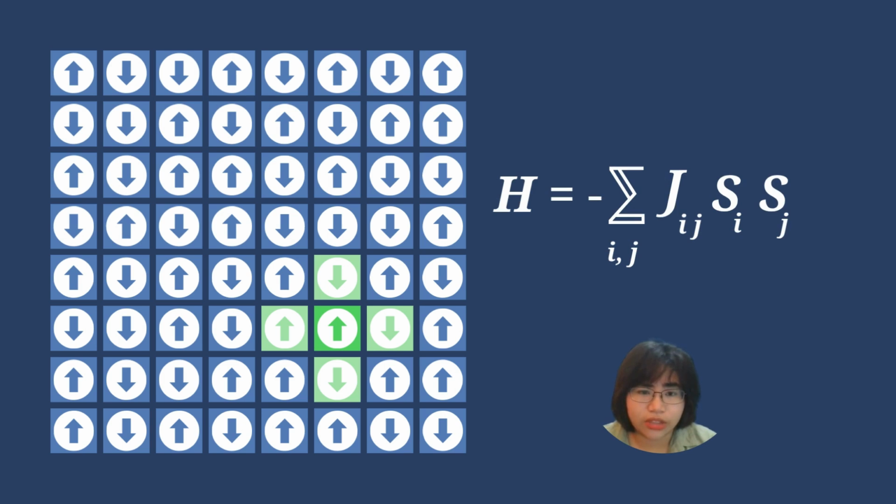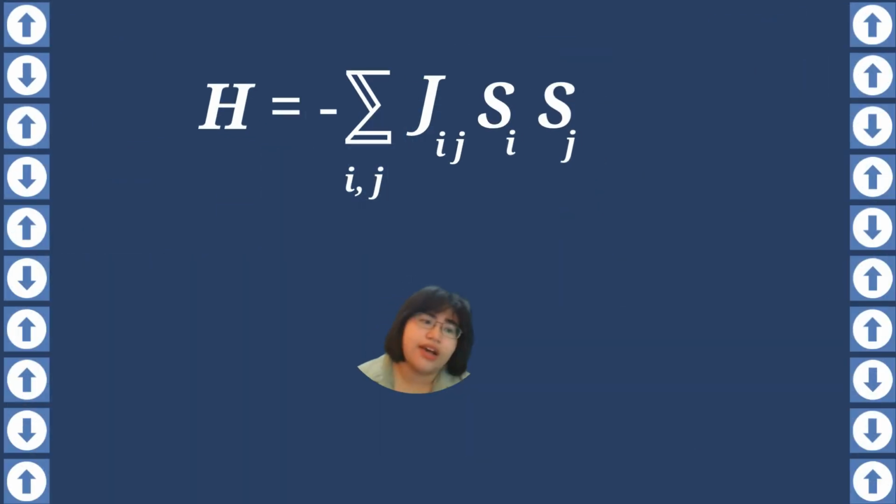I think na-mention din from previous videos na ang Hamiltonian dito ay yung summation ng interaction strength at yung spins, like yung index ng spins at each site. However, yung Hamiltonian na to ay para sa zero field Ising model lang. So, we will have to consider ang external magnetic field, which is why we will have to add an extra term later on, which you will see.